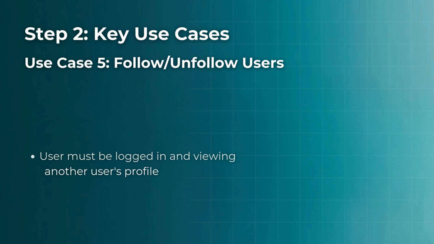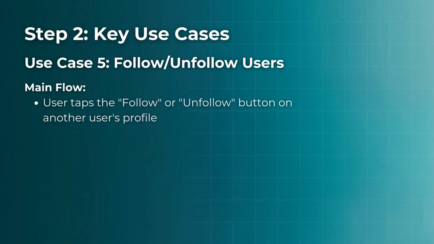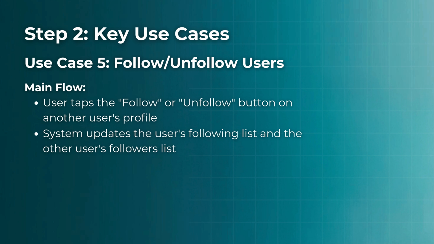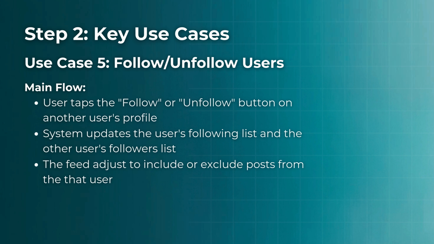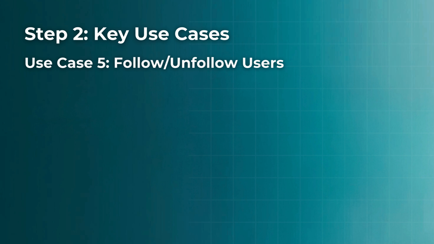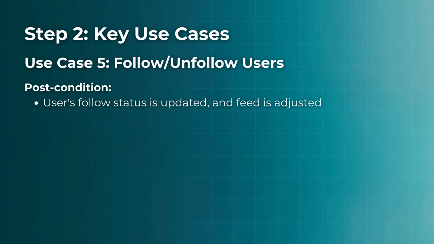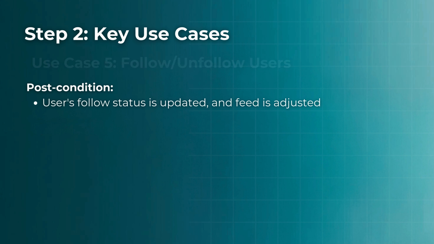Step by step. First, the user taps the follow or unfollow button. The system updates their following list and the other user's followers. Then, the feed adjusts to include or exclude posts from that user. By the end, the user's network reflects their preferences in real time.